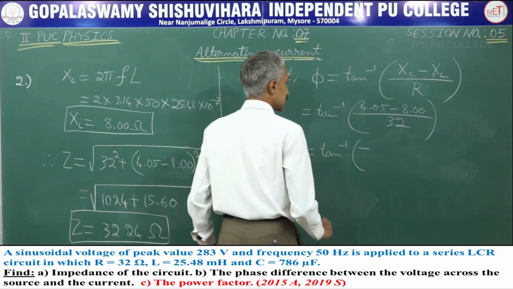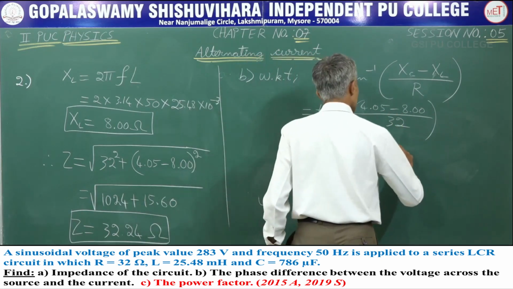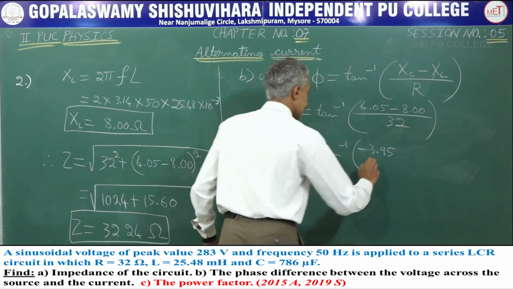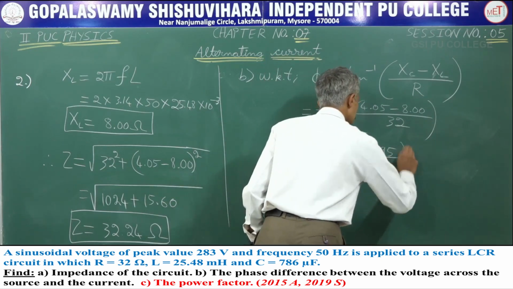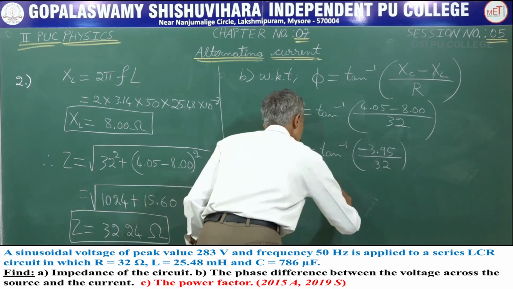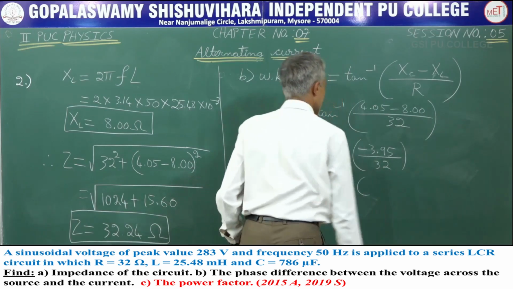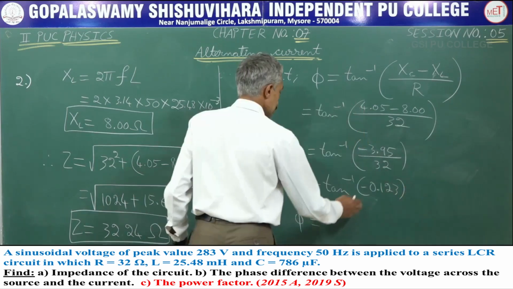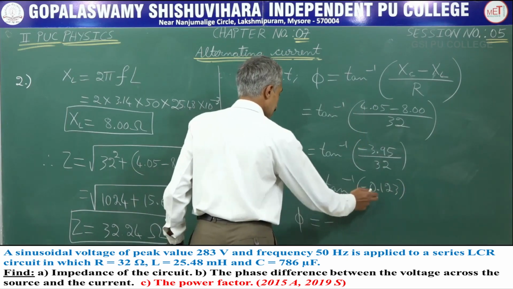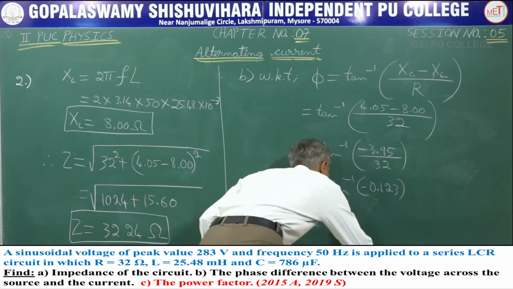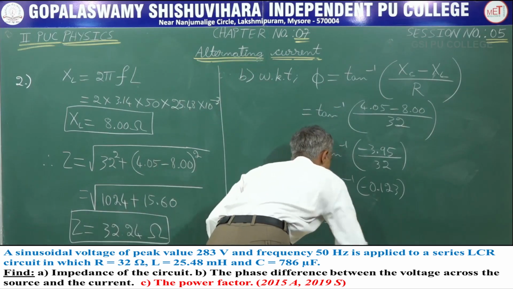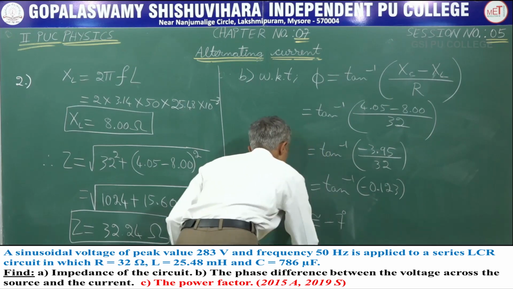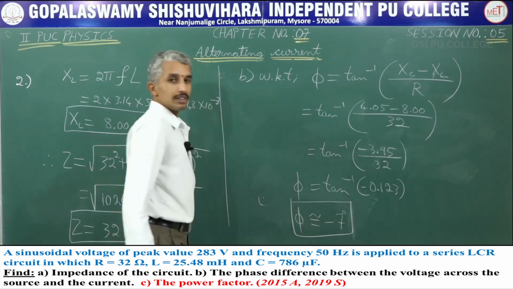4.05 minus 8.00, I will get this as minus 3.95 divided by 32, which is tan inverse of minus 0.123. So using the Clark's table, we can find out what is tan inverse of 0.123, and we will get the value as 7 degree 1 minute, which is very nearly equal to 7 degree, minus 7 degree.